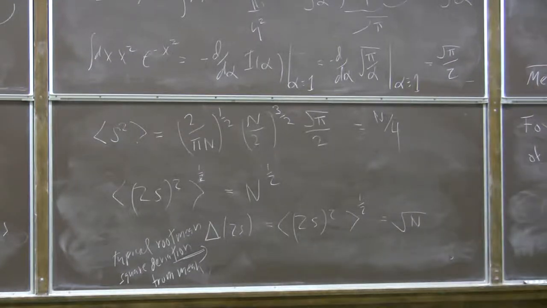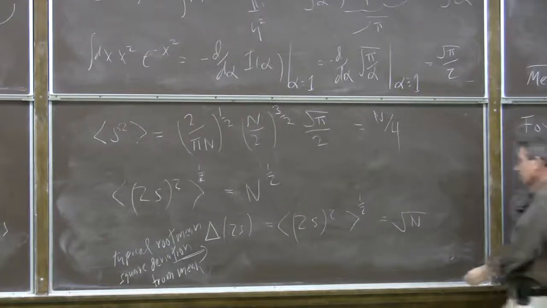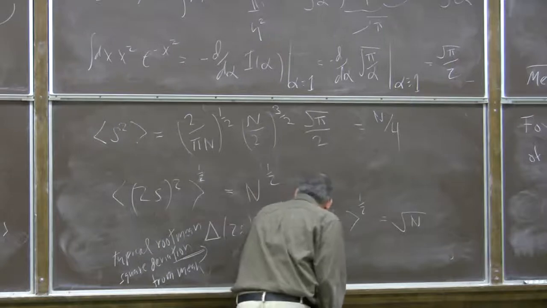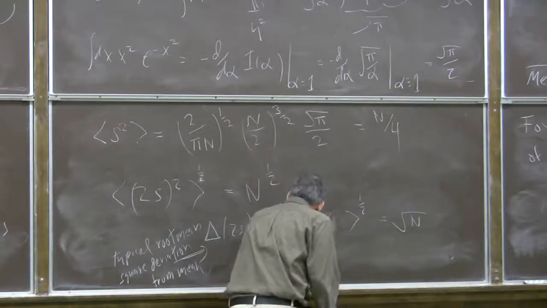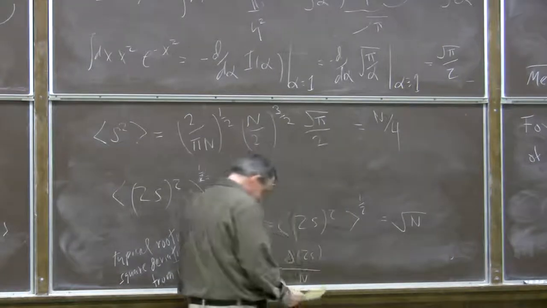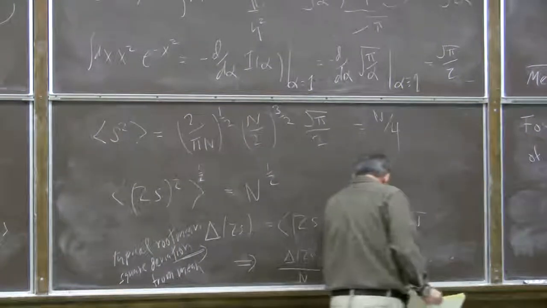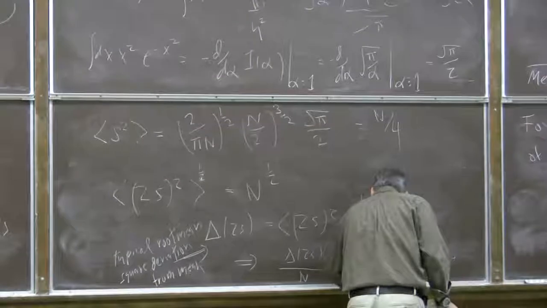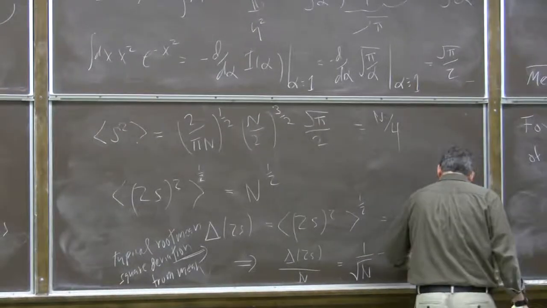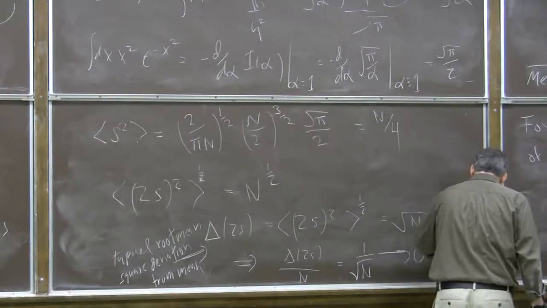So the fractional fluctuation is small. If I take what I call delta 2s and compare it to n, that's suppressed by 1 over the square root of n, and gets as small as you please as n gets large.